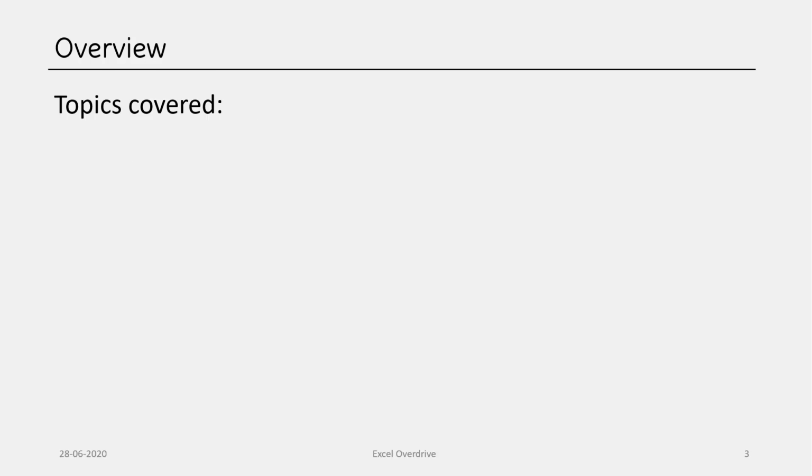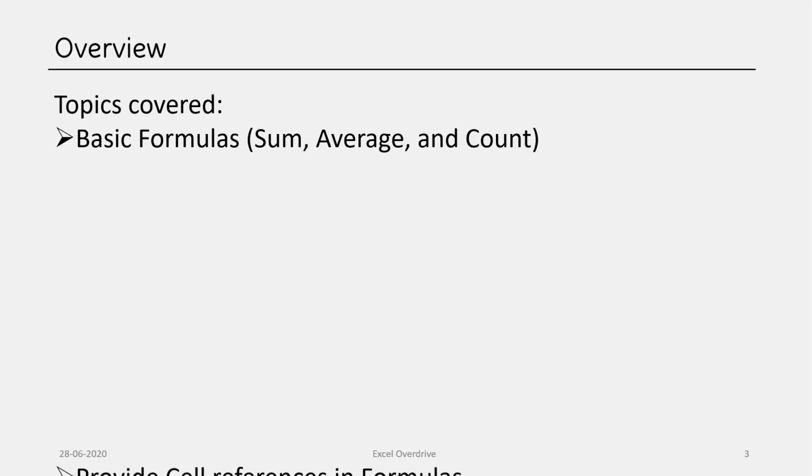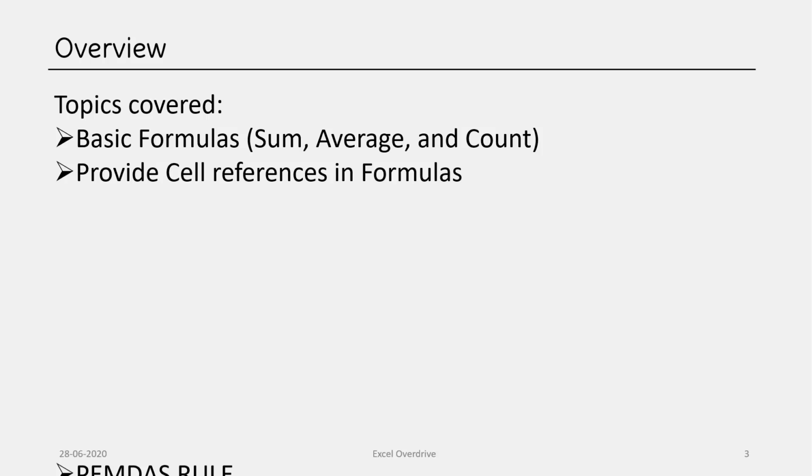We will be covering the following topics. The very first one being how to write basic formulas, including functions such as sum, average, and count. The second one would be how to provide cell references in formulas. I would then cover the famous PEMDAS rule along with a simple hack on how to know every possible function that exists in Excel. Finally, I'd post a quiz to check how much you understood the tutorial. So without any further delay, let's get started.